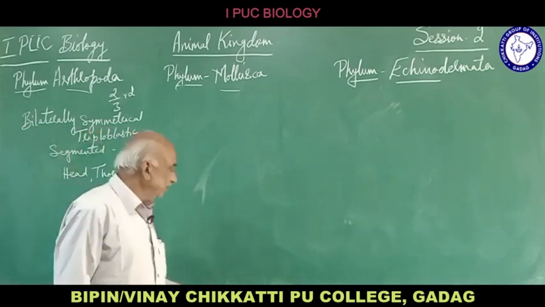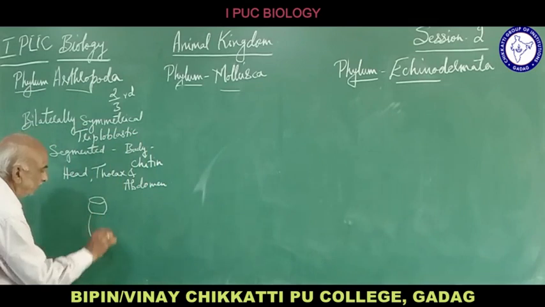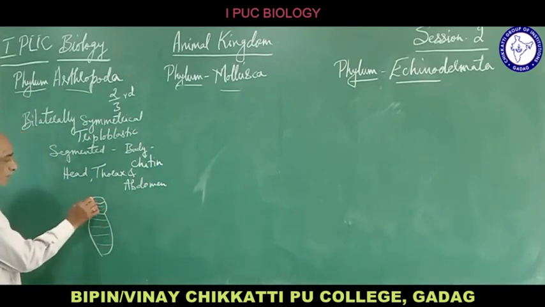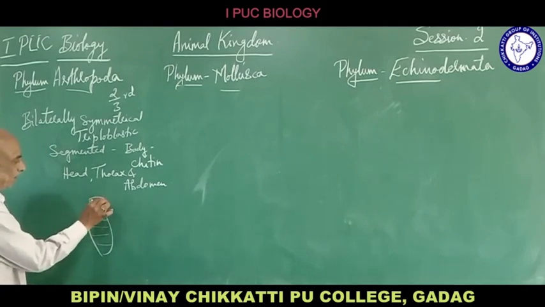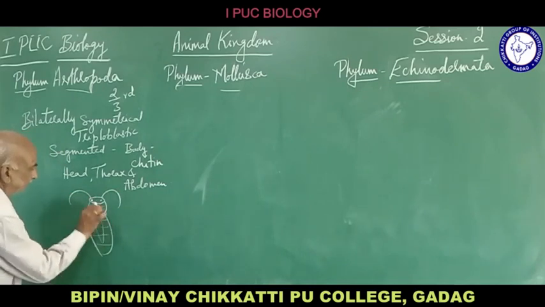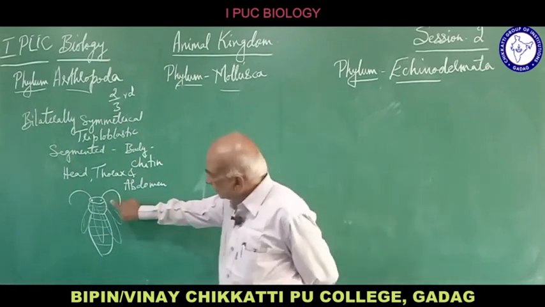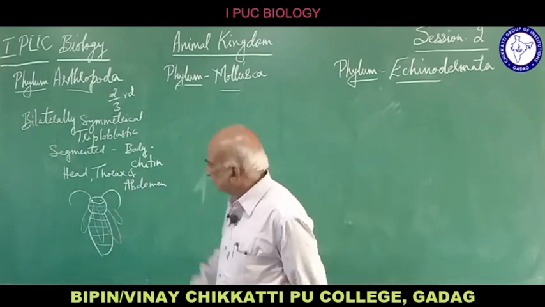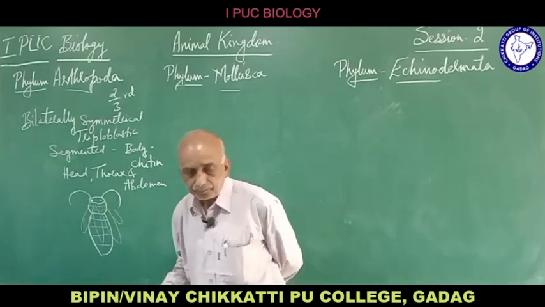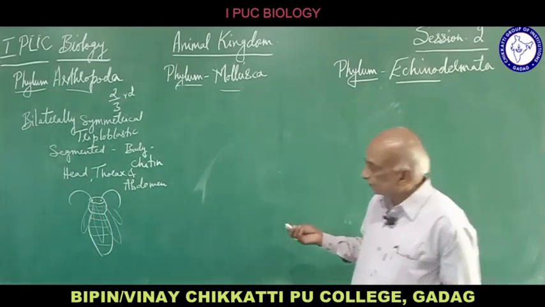Then for example, if you take a cockroach, the cockroach looks like this. We can see the segments here and also the segments here. Here this is the head region, and these are the wings like this. The head, thorax, abdomen. Head is having a pair of eyes. These are the antennae which are sensitive. They are also called feelers.